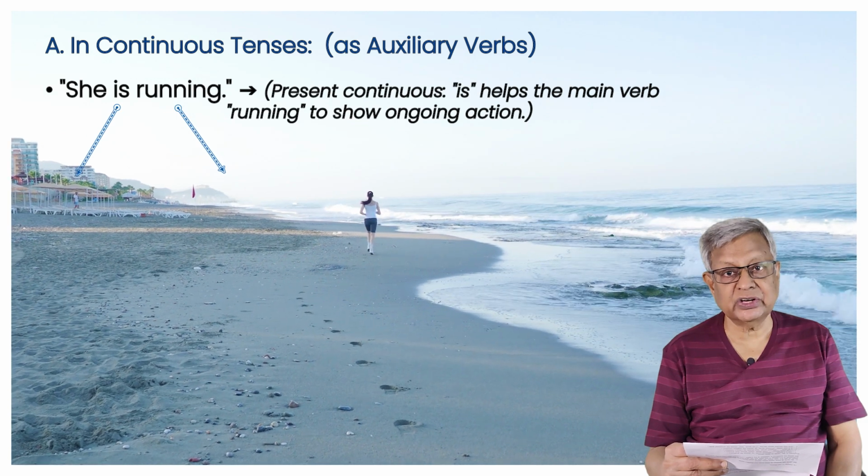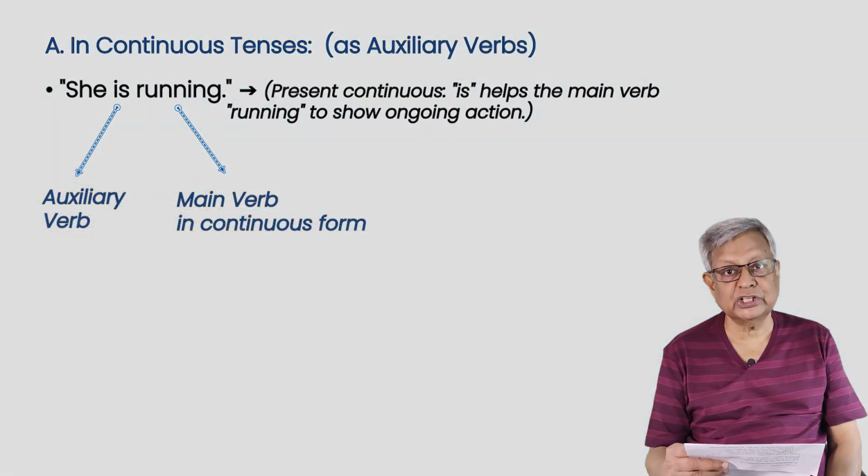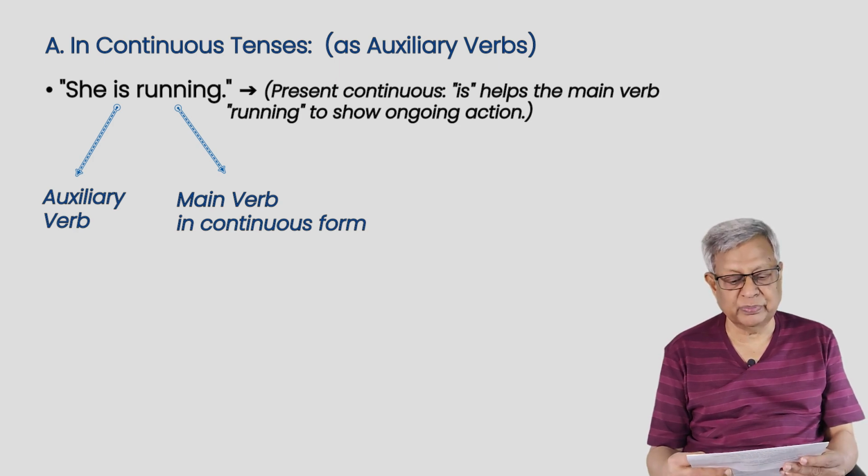Running is a verb, the main verb in the continuous form. A verb in a continuous form cannot stand alone. It has to be helped or supported by an auxiliary verb. In this place, she is, that is an auxiliary verb which supports the main verb running. So, the be verb can be used as a supporting verb or auxiliary verb. She is running, and is is the auxiliary verb.